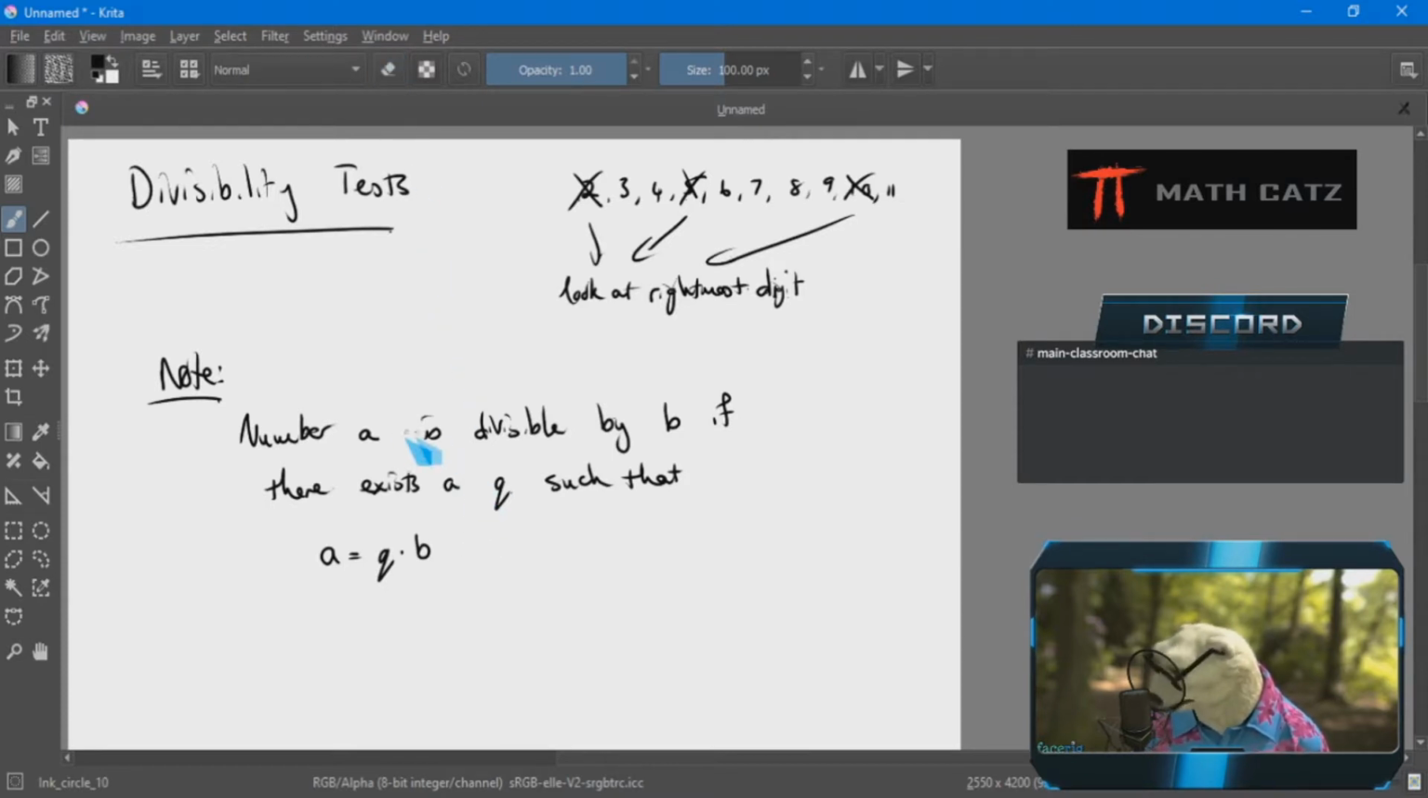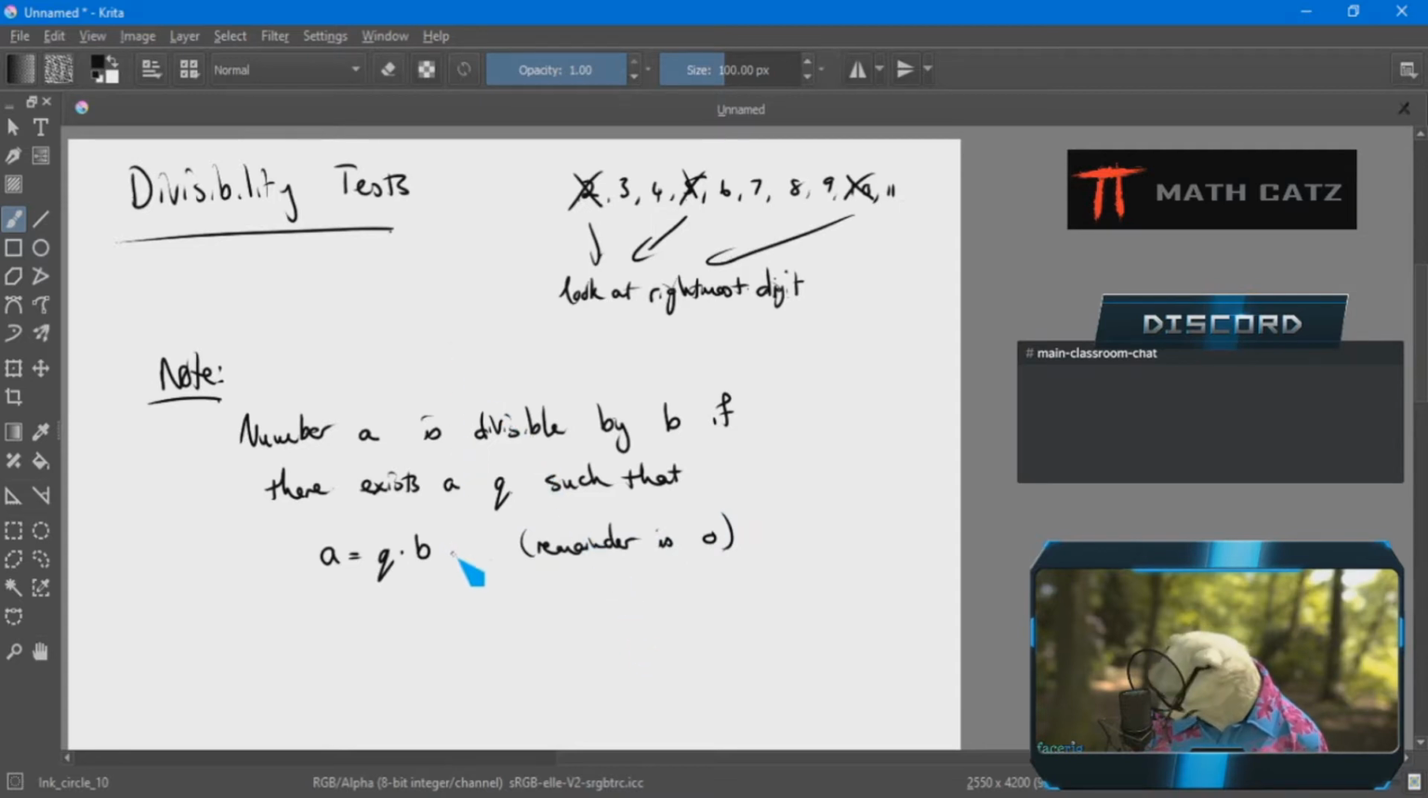officially. If I have two numbers, let's think of A as the larger one and B as the divisor. B is going to divide into A if I can find some number Q that when I multiply it by B, I get A. And there's nothing else I need to add. The remainder is 0.